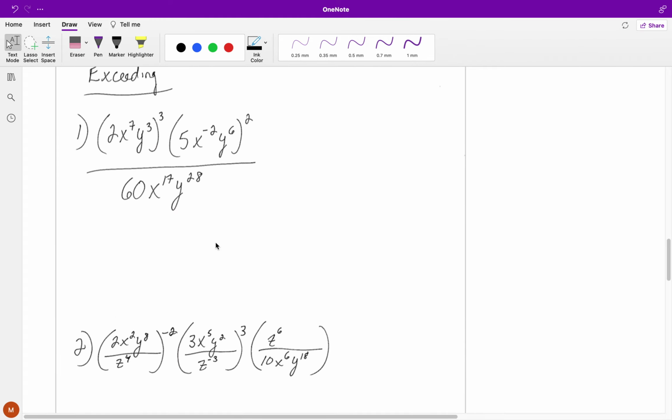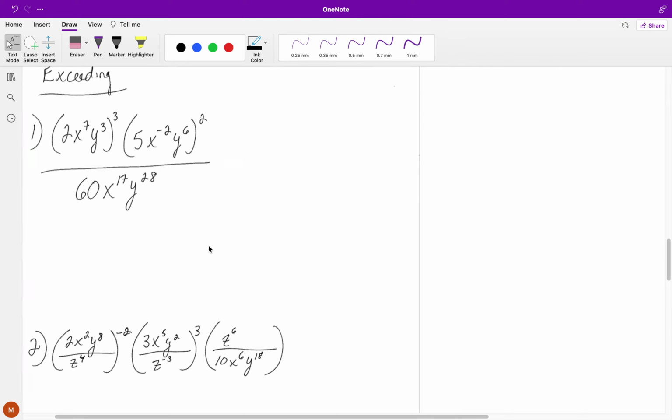All right, I'm going to do number 1, and then after this, I will not do that number 2 for the exceeding. All right, so for this one, I can't multiply this x to negative 2 and this x to 7 yet because these are being raised to a power. So the first thing I have to do is the powers because in PEMDAS, exponents come first before multiplying.